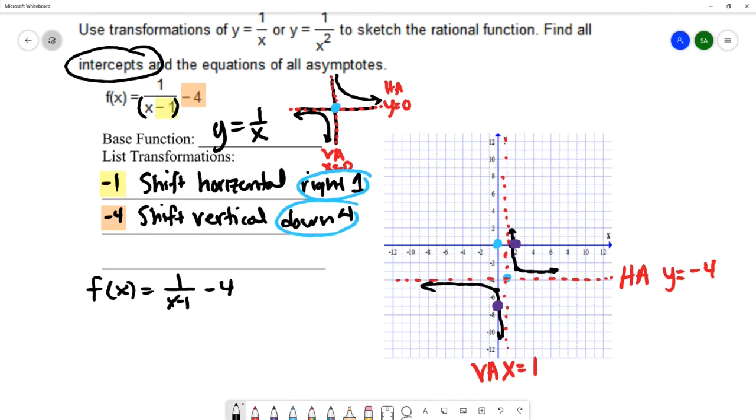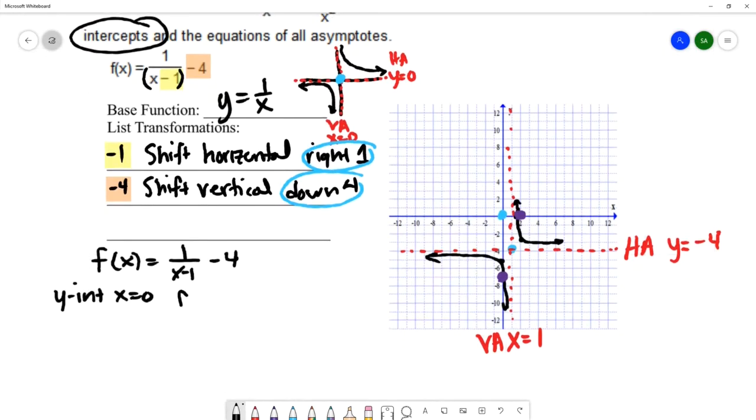And I'll start off finding the y-intercept by letting x equal 0. That's going to give me f of 0 equals 1 over 0 minus 1 minus 4. That's 1 over negative 1 minus 4. Negative 1 minus 4 is negative 5. And so now I can see my line was getting a little off there. At 0, negative 5 is where that y-intercept is.